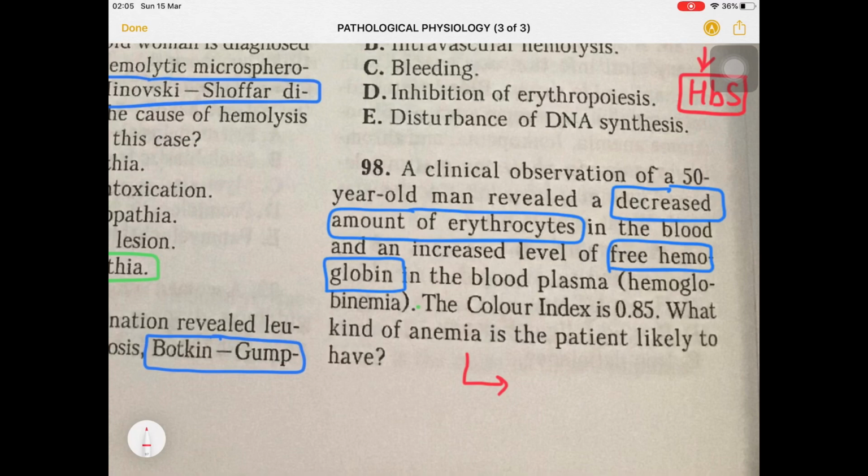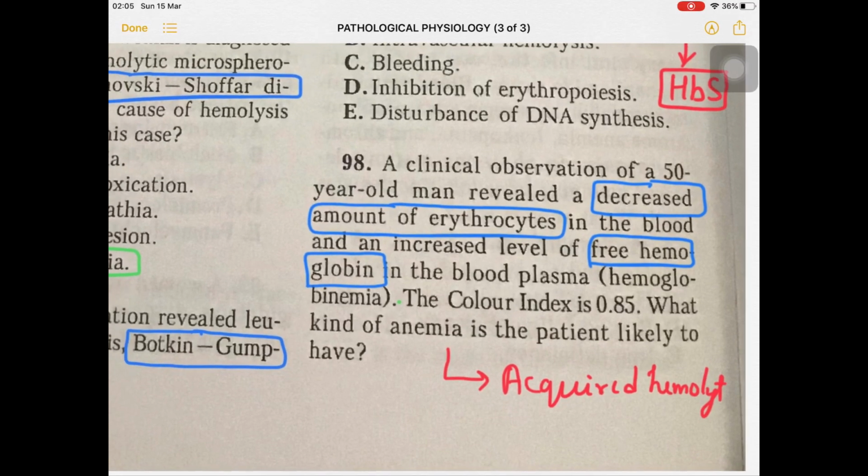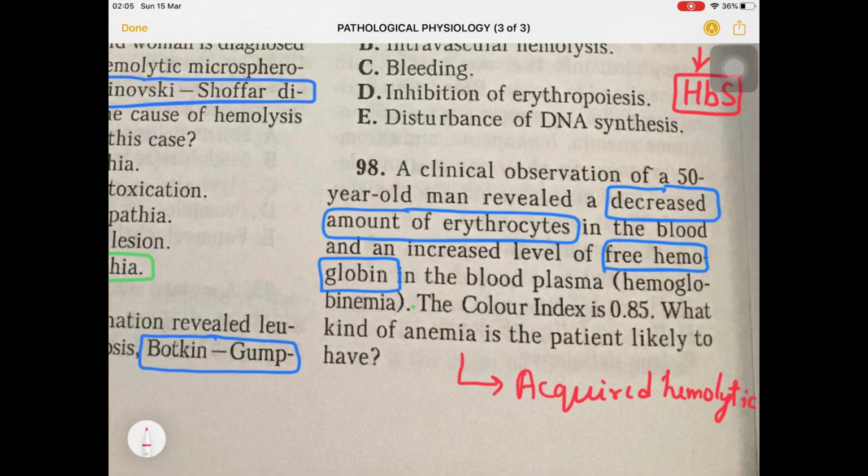And look at the age of this patient, a 50-year-old, right? So this is not hereditary; rather, this is an acquired problem. So I can say this is the acquired hemolytic anemia, right? That is the case over here. So let's see the further image.